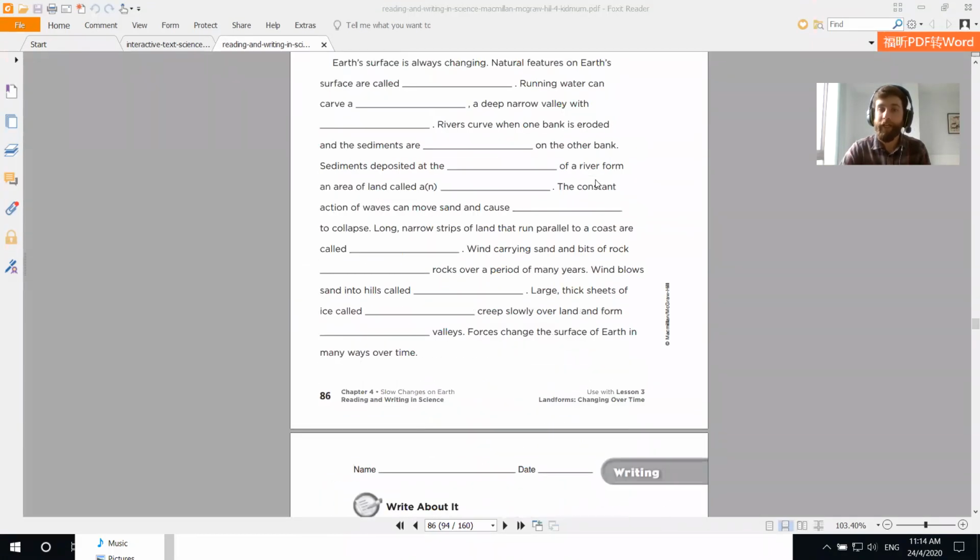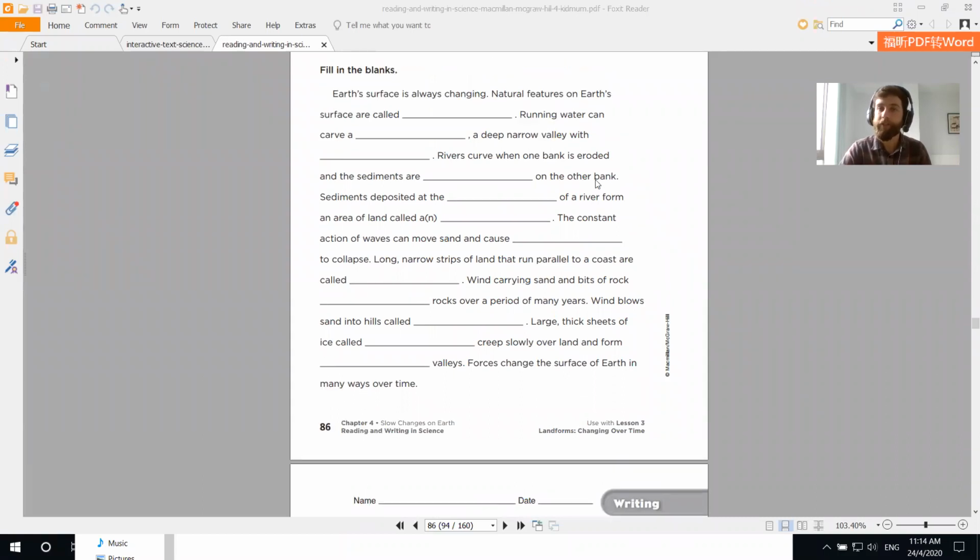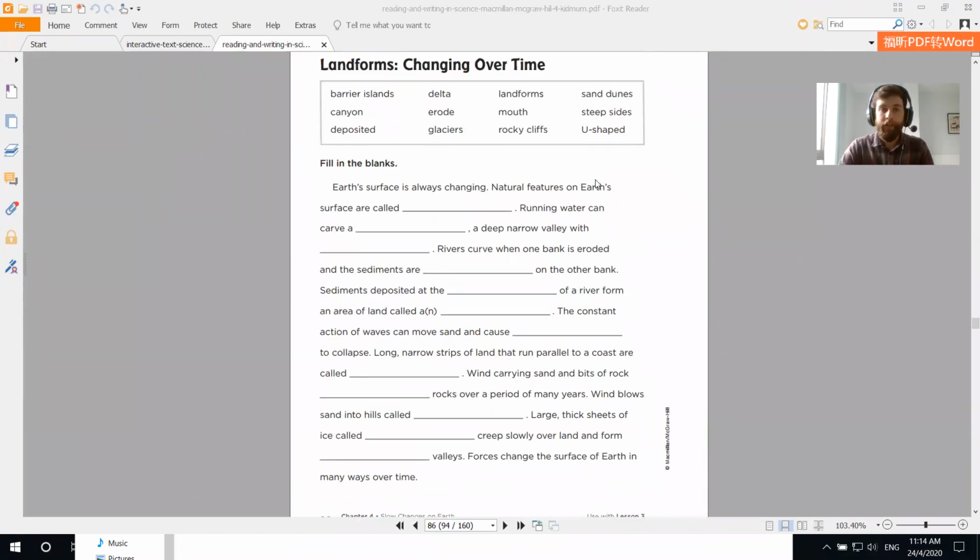So we go to page 86. Okay, page 86. Okay, what words do we have here? We got barrier islands, canyon, deposited, delta, erode, glaciers, landforms, mouth, rocky cliffs, sand dunes, and steep sides, and U-shaped. Okay, so we need to use those words and finish off our sentences over here.